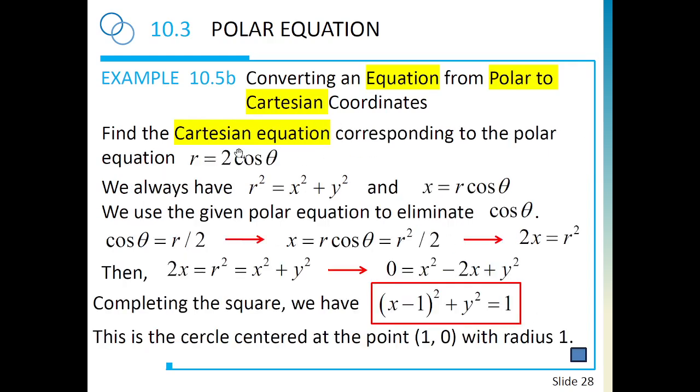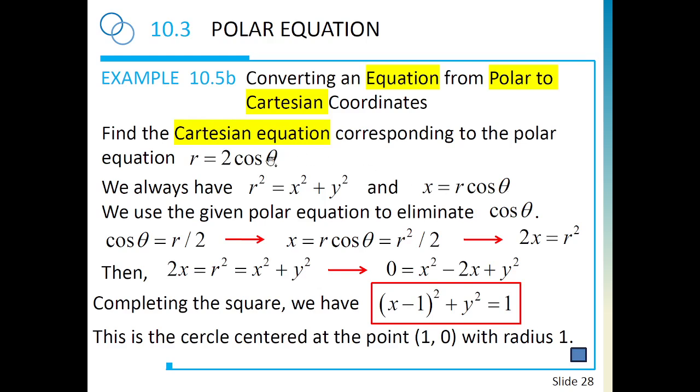So here we have a curve given in polar coordinates, or polar equation, r equal to 2 cosine theta, and we would like to find the Cartesian equation. Again, we only have 4 relations. We have r squared equal x squared plus y squared. That's always there. X is always r cos theta. Y is always r sine theta. So here we have r equal 2 cos theta. We know that these equations are always true.